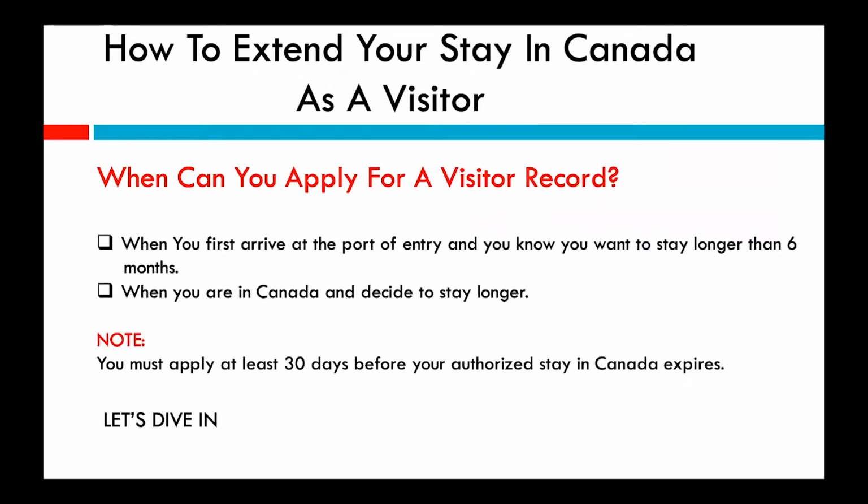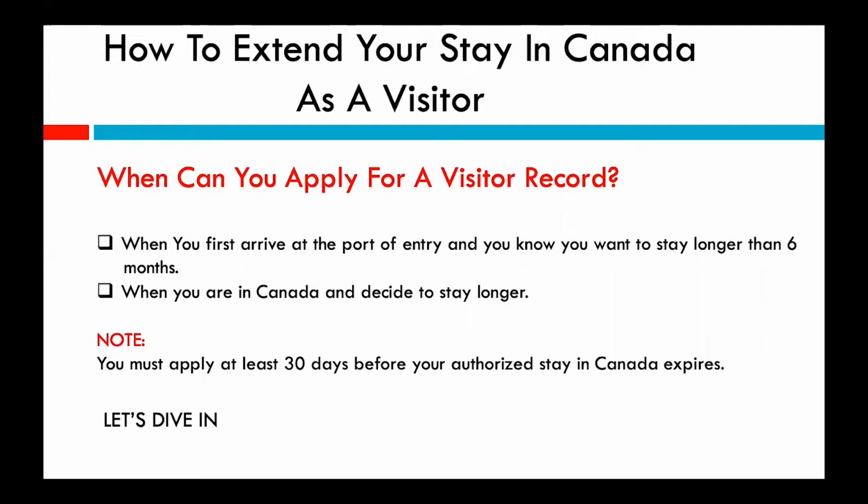When exactly can you apply for a visitor record? There are two ways. The first is when you first arrive at the port of entry and you know you want to stay longer than 6 months. And secondly, when you are in Canada and decide to stay longer. And also remember that you must apply at least 30 days before your authorized stay in Canada expires.